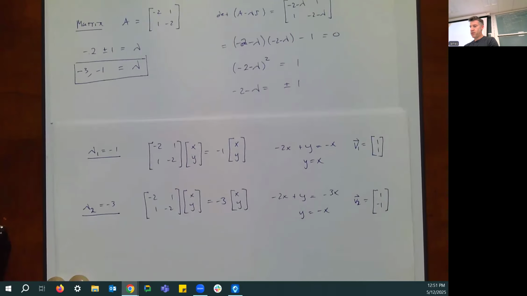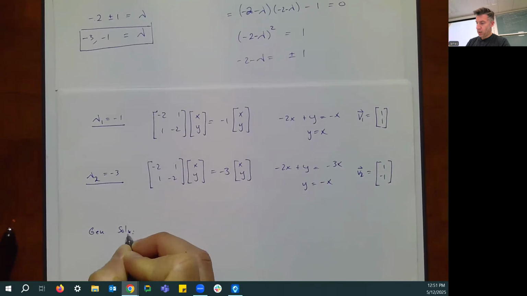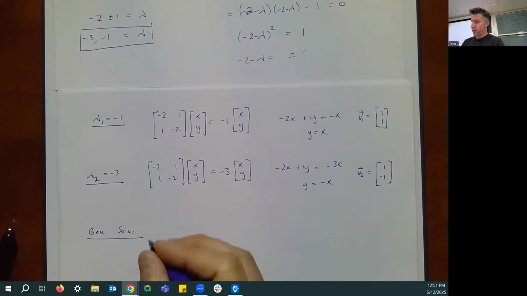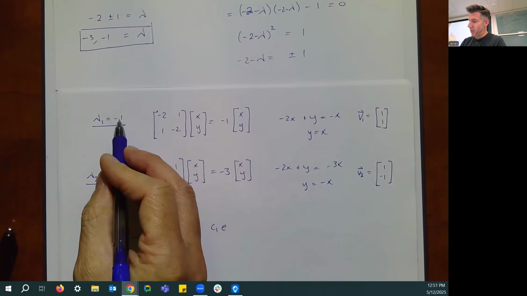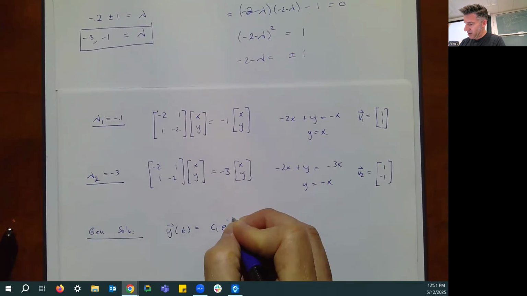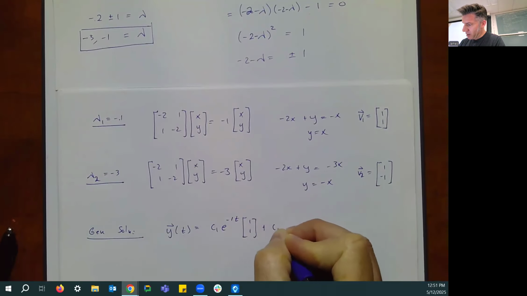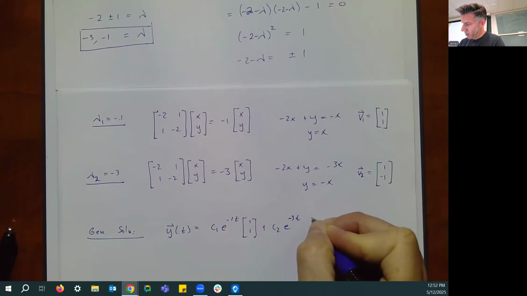Now the general solution. Even though I haven't done anything with x's and y's, I'm still going to write down y because I know it's the general solution for what I would have chosen y equal to. So my general solution is y of t is equal to c1 e to the lambda 1 times t times v1, plus c2 e to the lambda 2 times t times v2.